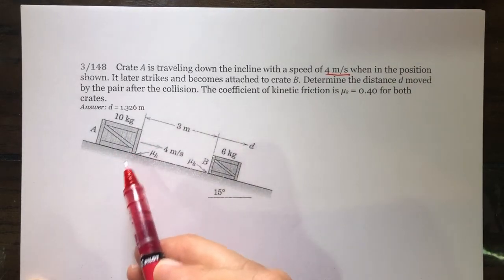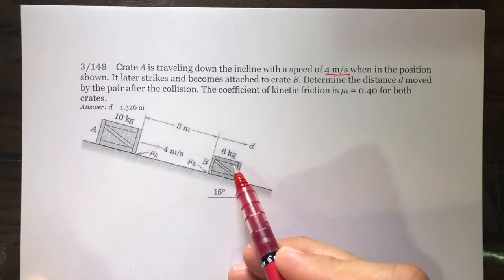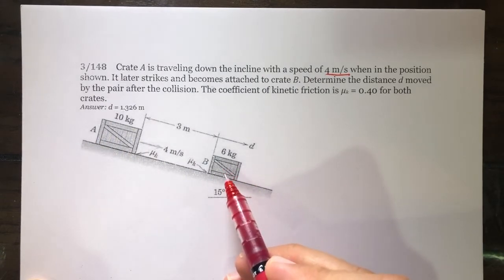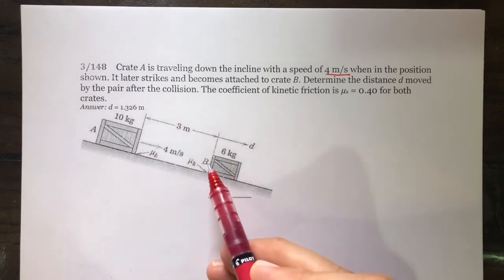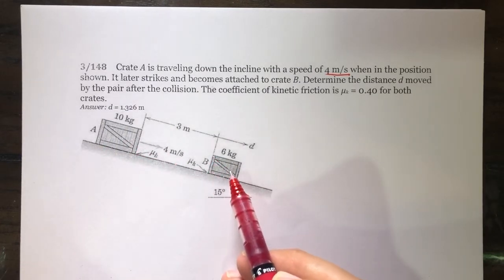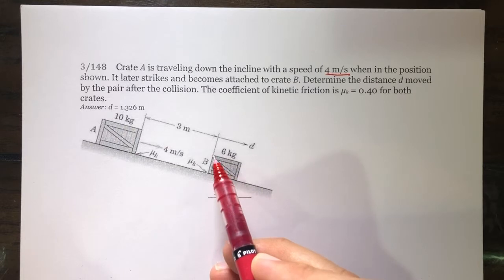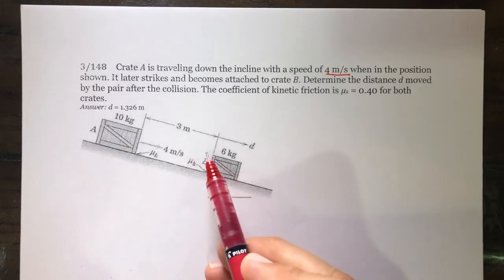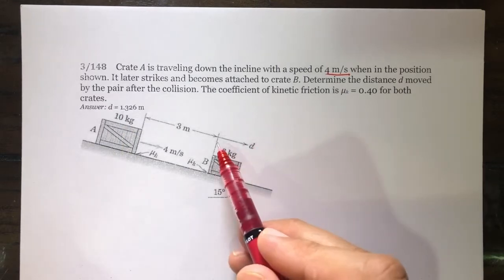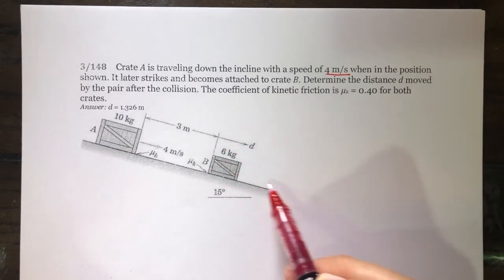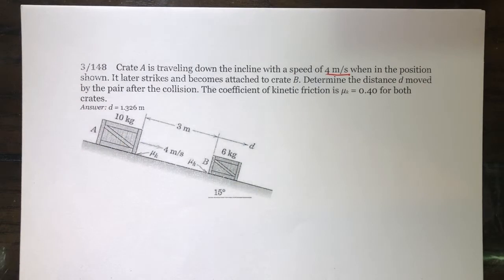friction between the box and ground. The other one is stationary at the beginning. It's not moving. So this box moves down and finally hits the second box, box B. After hitting this one, they're going to attach to each other and then move downward. And the question is how much they're going to move together down the incline.